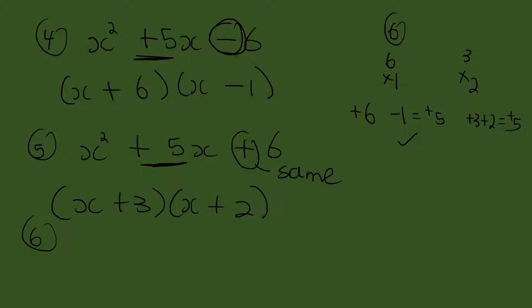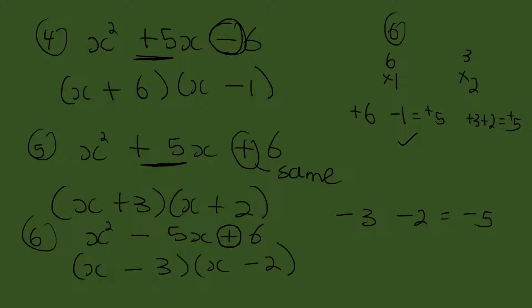Number 6 looks like this. X squared minus 5x plus 6. Same thing, this time you need to owe 5, and that's a plus, so the signs must be the same. But you need to owe 5. So I'm just going to say I owe 3 and I owe 2, then I will owe 5. That's a plus, so it means the signs must be the same, either a plus and a plus or a minus and a minus. Again, you can FOIL it to make sure you get to that answer.